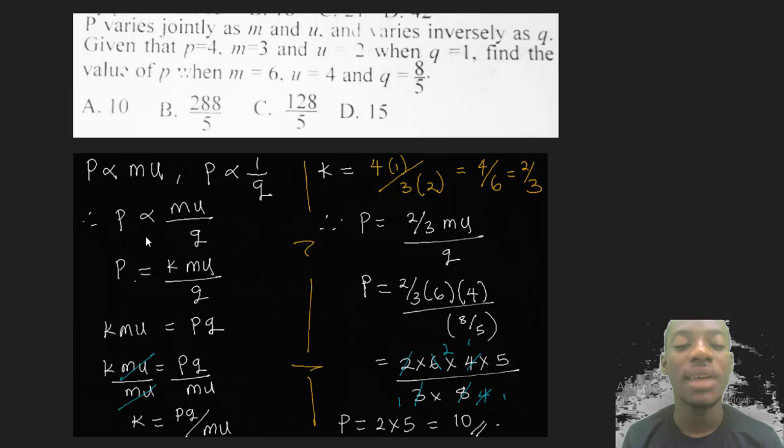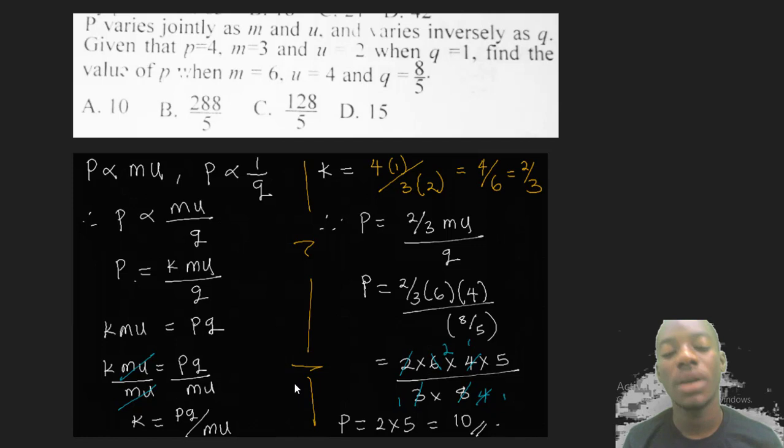Can you see that? Now this variation sign will change to equals to k. P is equals to k mu over q. Can you see that? Then make k the subject. If you cross multiply, kmu is equals to pq. Then dividing both sides by mu, it will come under here. K is equals to pq over mu, and that's my answer for that. Then plug in the values for p, q, mu.